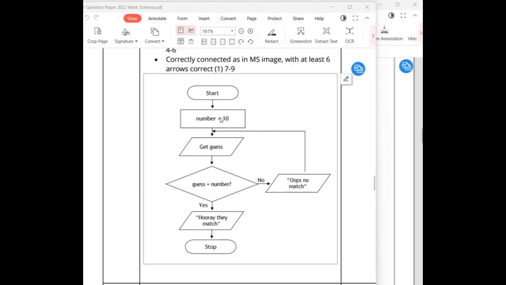And then we've got number is equal to 10. So they need to get the guess. And then the decision, right, is that equal to the number? If it's not, then it's going to go in a loop, make them guess again, go around until they guess the right number. Once they press 10, go into this part, we get this output, and then the program stops.